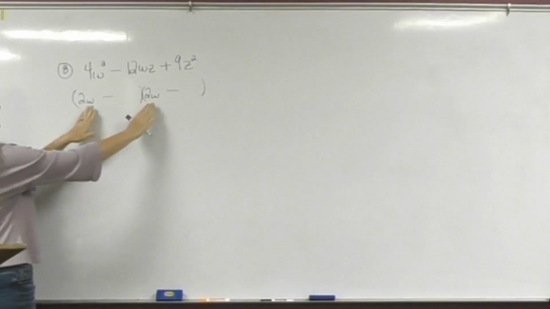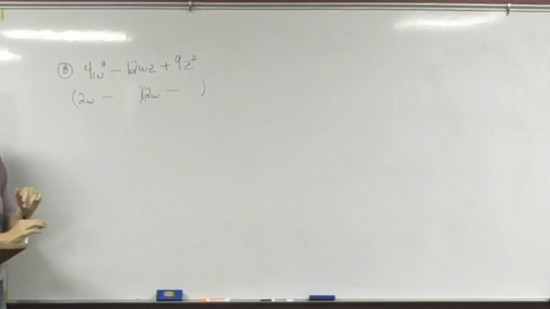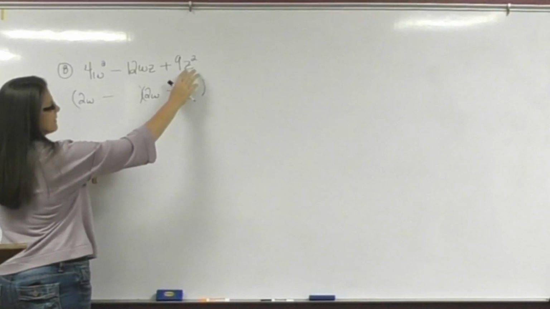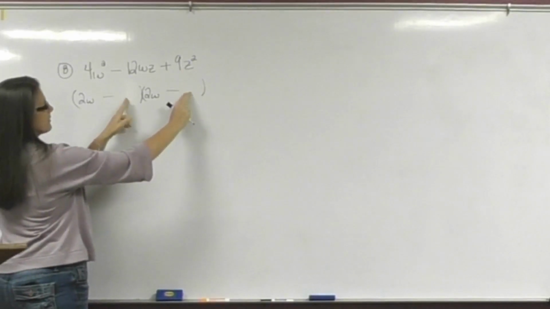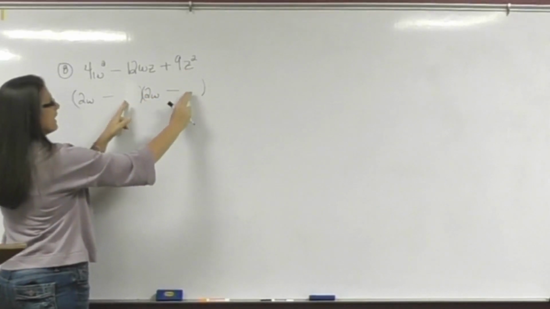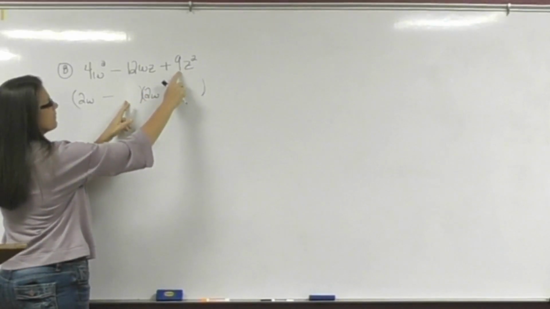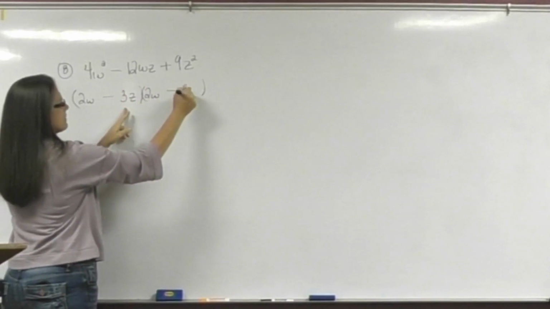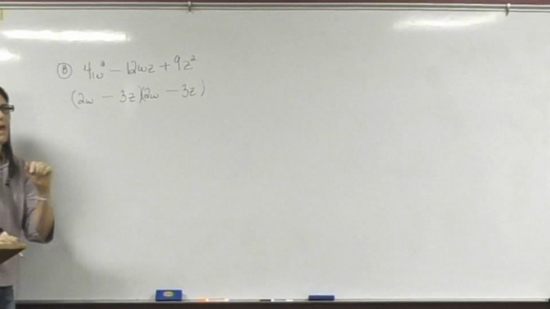Because if I multiplied these, I would get that. And then in an effort to get this 9z squared, I would look at my last two terms because they have to multiply to this, and I would just square root this guy. So I would put a 3z in here. And let's just see what happens.